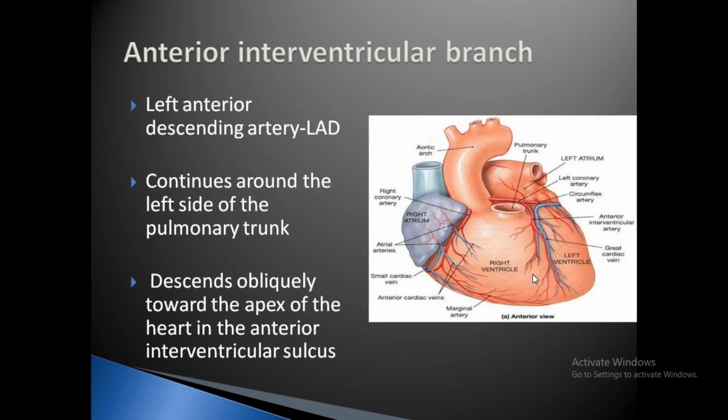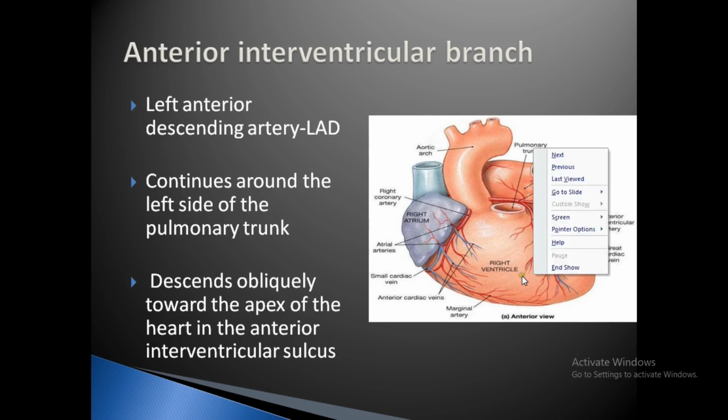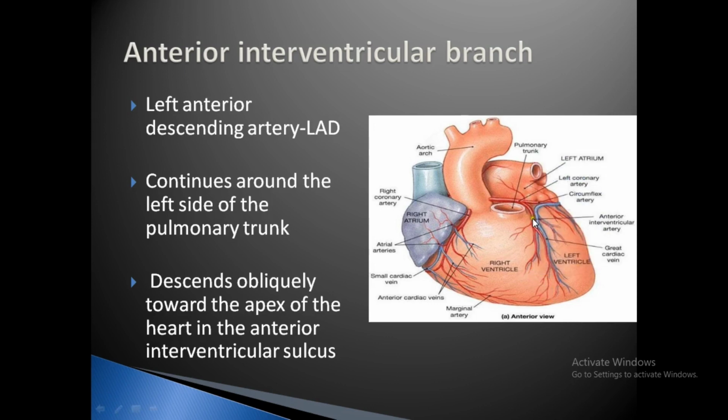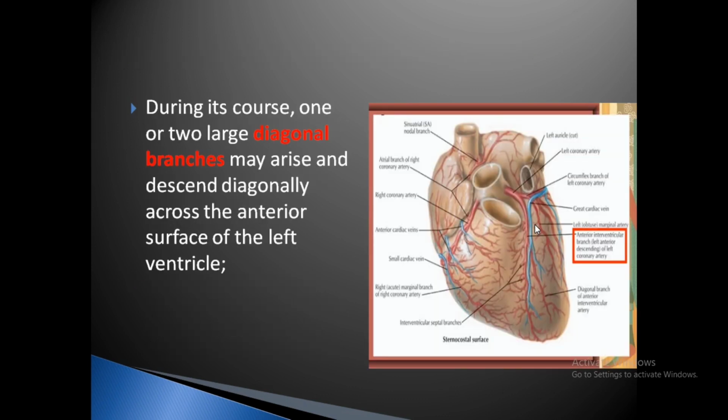Then, we have discussed the anterior interventricular artery, which is also called the left anterior descending artery, because it lies on the anterior surface and it descends vertically. And it is on the left side of the heart, so it is called the left anterior descending artery or the LAD. It continues around the left side of the pulmonary trunk, descends obliquely towards the apex of the heart in the anterior interventricular sulcus, and during its course it gives branches called the diagonal branches across the anterior surface of the left ventricle.